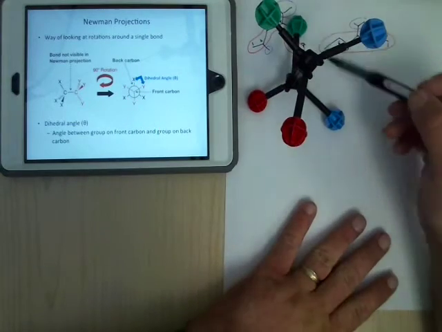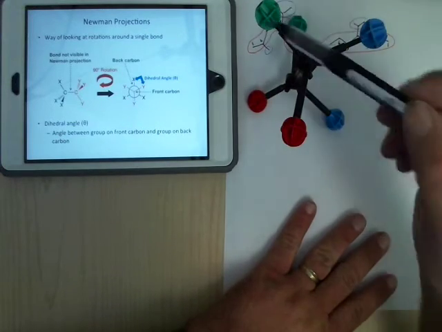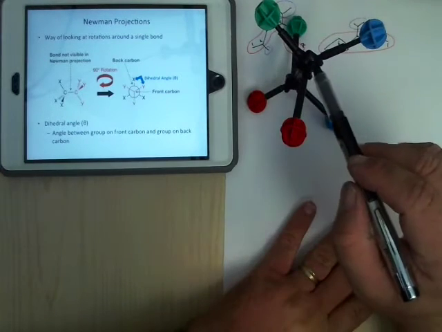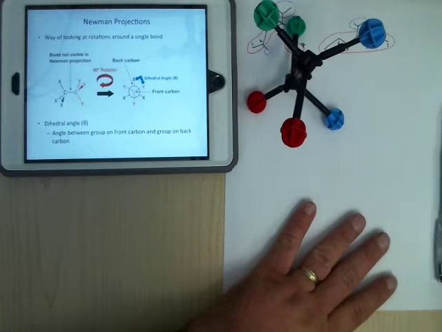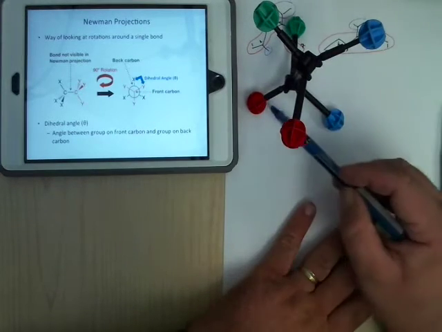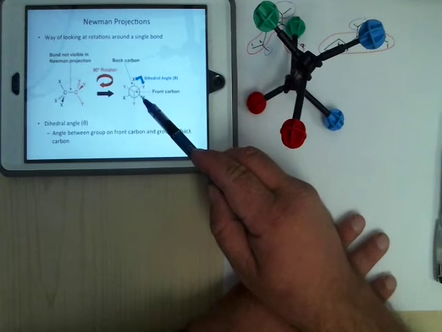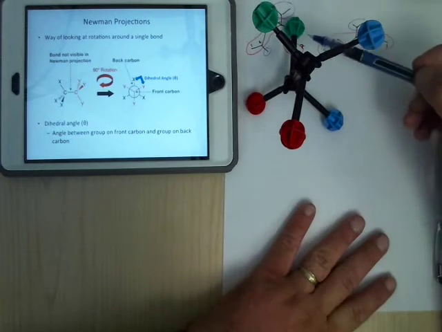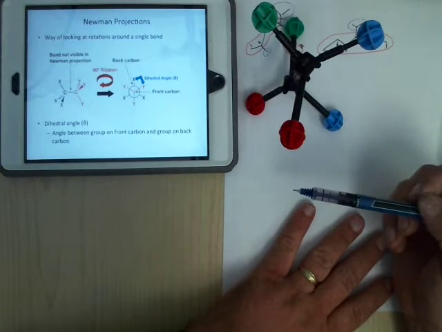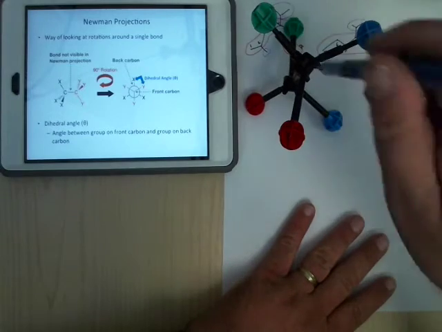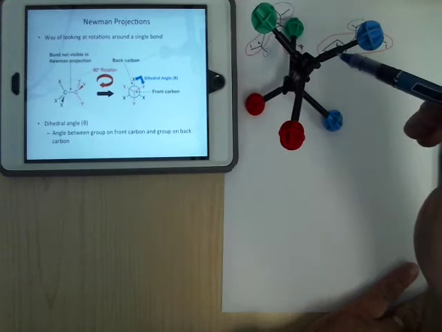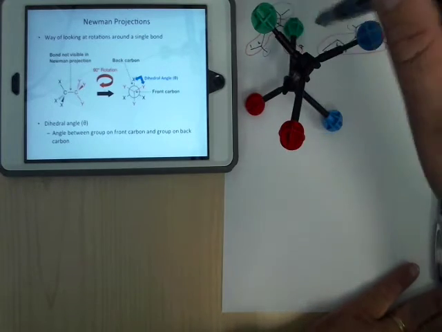Okay, so here the X groups are these ones back here, while the Y groups are the ones out front. These Y groups are emanating from the front carbon, while these X groups, back here, are emanating from the back carbon. You notice how you can't see the bonds; in theory, you wouldn't be able to see them because the carbon in front obscures them. We look down these bonds so that you can see the interaction.